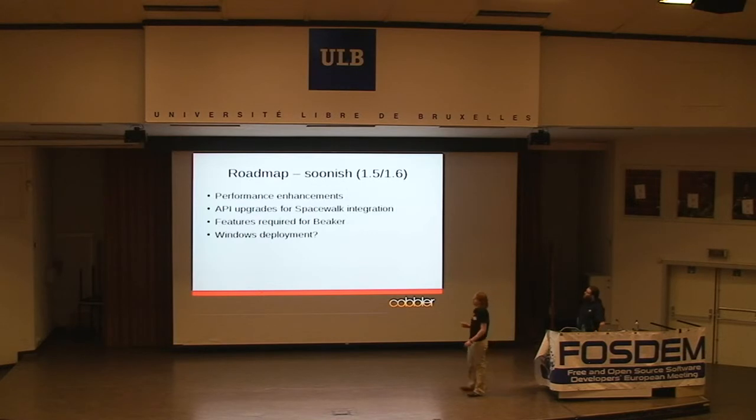These are some of the features we're working on for the next release. The top one is a big one. We're aiming for a performance enhancement so that Cobbler can scale up to about 50,000 systems. We also plan to do a few API upgrades for Spacewalk integration, because Cobbler is being adopted as the provisioning backend for Spacewalk. As some of you may know or may not know, Spacewalk is the upstream open source version of Red Hat Satellite Server.